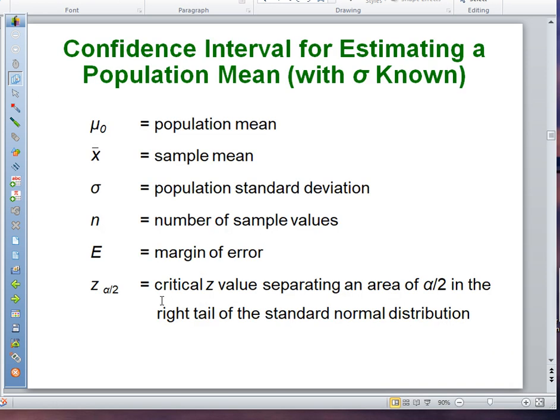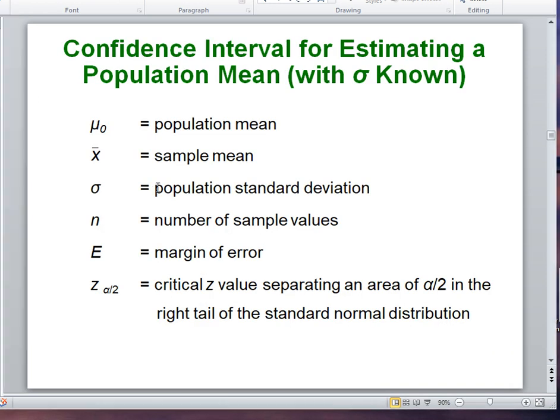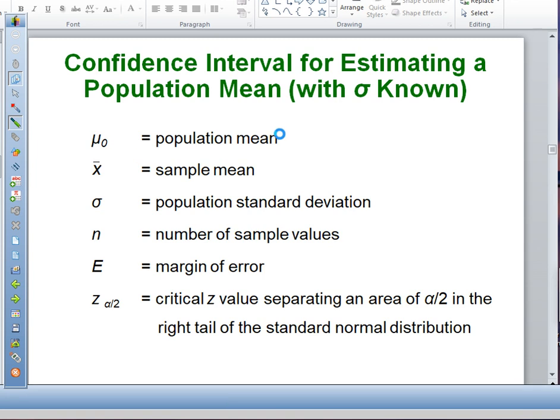So here are some numbers you need to know. Again, mu naught or mu. A lot of times we just call it mu, honestly. That's our population mean. X bar, you guys know, is our sample mean. Sigma, that's our population standard deviation. N is the number of numbers we have, our sample size. E is our margin of error.